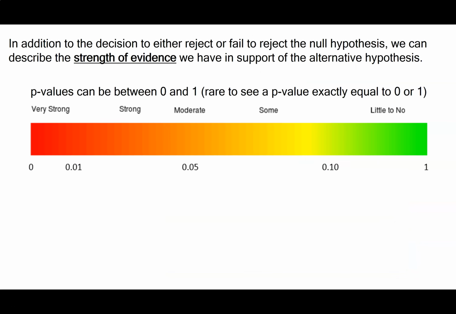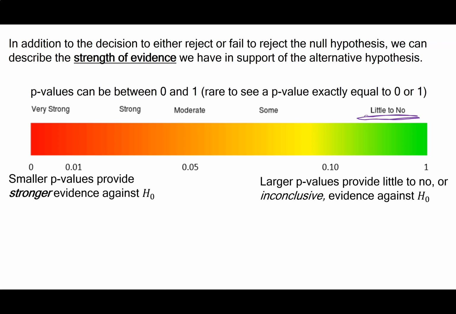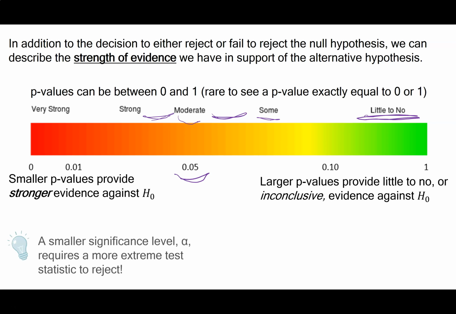We also can talk about the strength. So it's very strong or moderate. Once again, the small p-values provide stronger evidence. Larger p-values, little to no. I don't like to say no evidence because it's not exactly that it's no evidence. It's just really, really weak. Around 0.05, it's moderate. So moderately strong, moderately weak, some. It's kind of a weird phrase there. But the smaller your significance level is, the more extreme your test statistic has to be in order to reject.